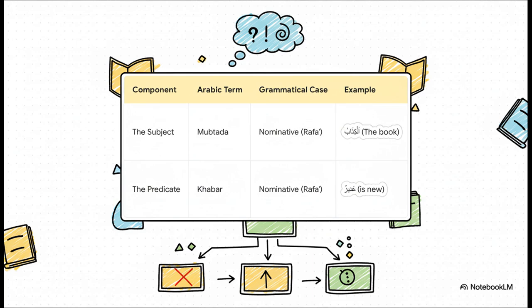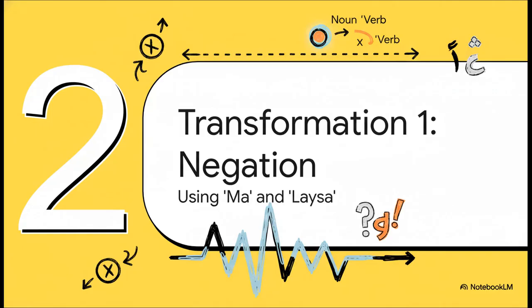And here is the absolute golden rule for our starting point. When a sentence is just sitting there in its natural state, both the subject and the predicate are in what's called the nominative case, or rafa. So in our example, al-kitabu jadidun, the book is new, both of those parts are in this default rafa state. Now you got to remember this because everything is about to change.